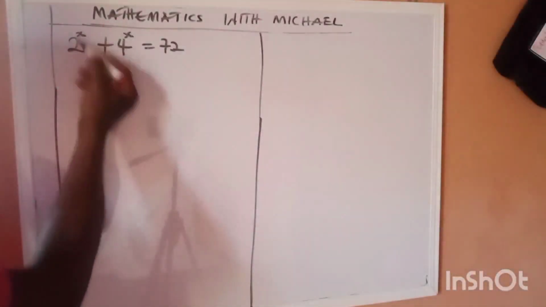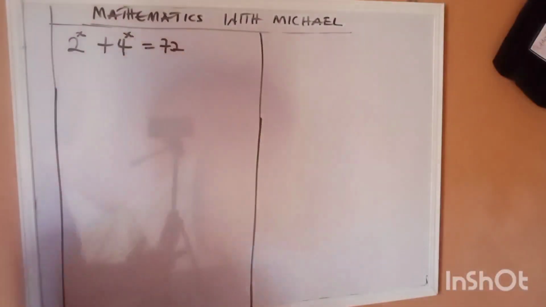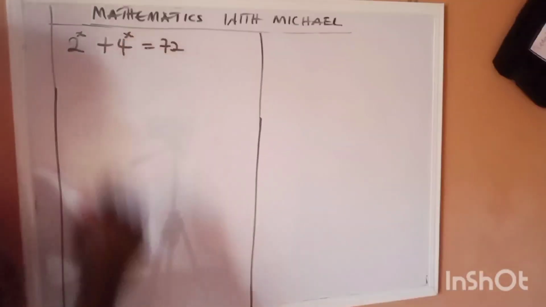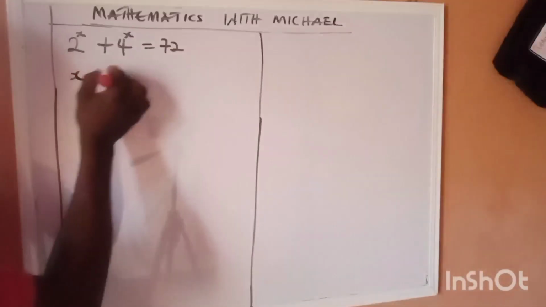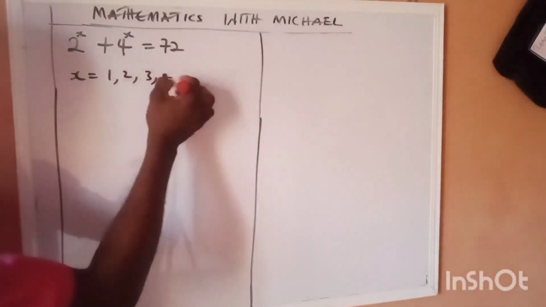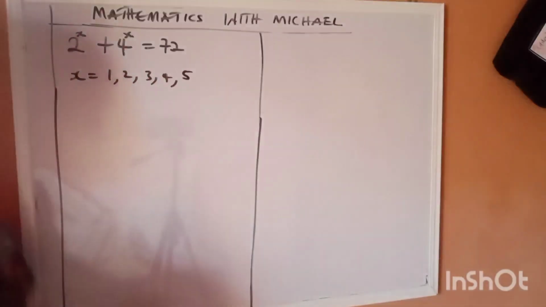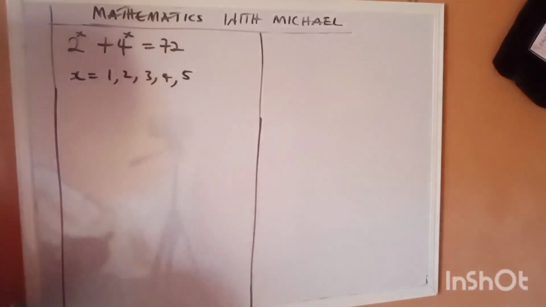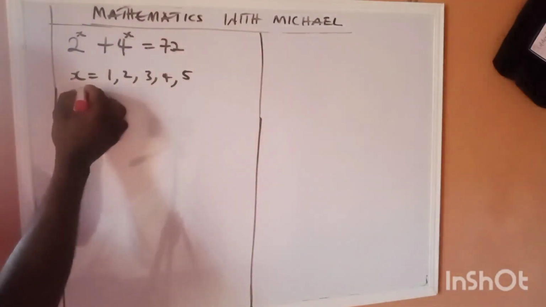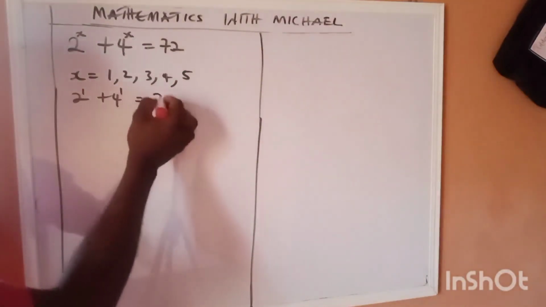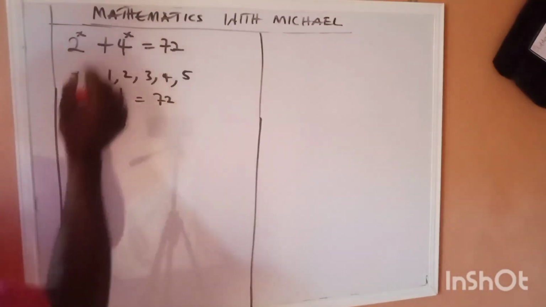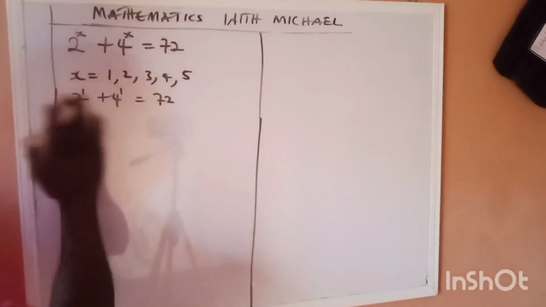Today we're going to solve this question that says 2 raised to power x plus 4 raised to power x is equals to 72. Quickly, I want you to know that this x here is representing a number. X can be 1, it can be 2, it can be 3, it can be 4, it can be 5. So assuming this x is representing 1, what they are trying to tell us here is that 2 raised to power 1 plus 4 raised to power 1 must give us 72. This will not give us 72. So we need to find the real value of x. And how can we do that?